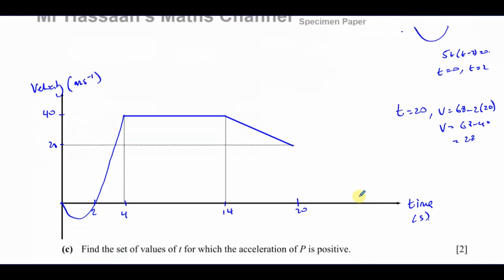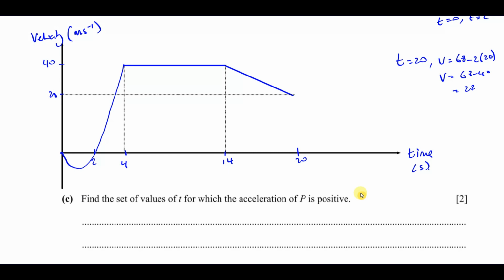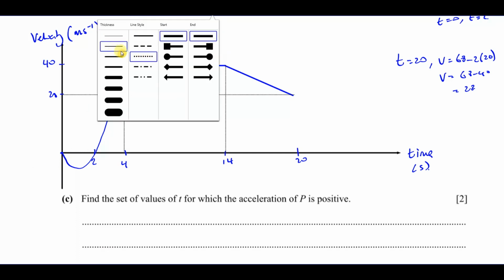Now then it says find the set of values of t for which the acceleration of p is positive. So the acceleration of p is positive from this point onwards, until 4 seconds. Here the acceleration is 0 because it's gradient 0. Remember, the gradient of the velocity time graph tells us the acceleration. So we can see here that the gradient is negative until it reaches this point here, its turning point. So it's going to be from this point onwards.